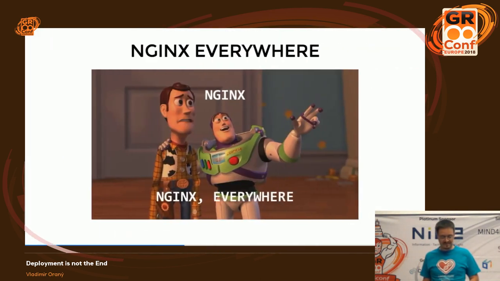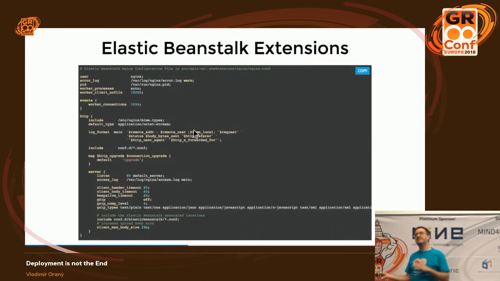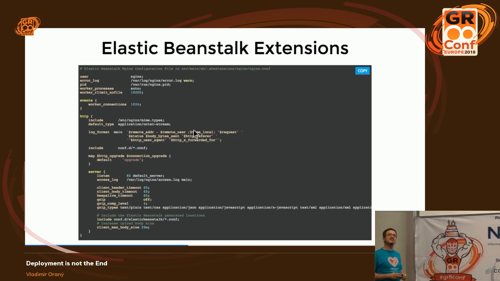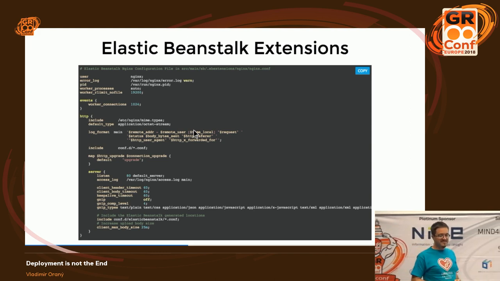So, luckily, there is a thing called EB extensions, Elastic Beanstalk extensions, which allows you to execute scripts, for example, to install some additional libraries on the virtual machine, on the virtual Linux. And one of the things you can do is alter the Nginx configuration.